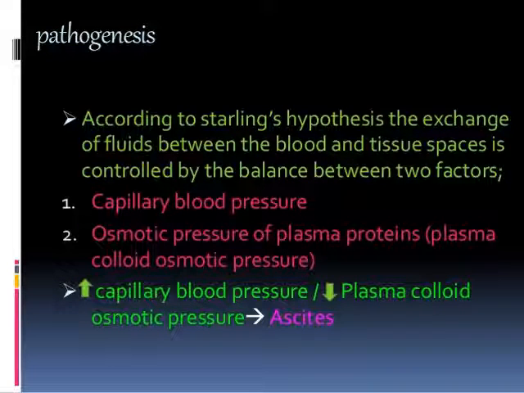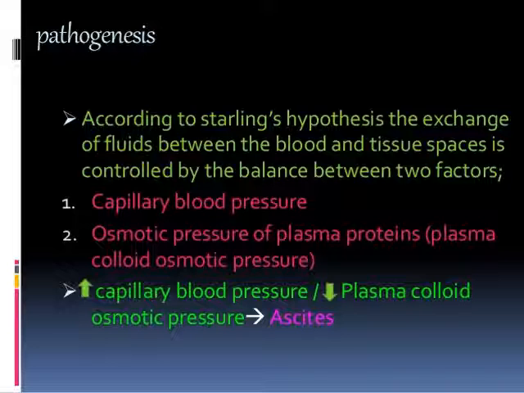According to Starling's hypothesis, the exchange of fluids between the blood and tissue space is controlled by the balance between two factors: capillary blood pressure and the osmotic pressure of plasma protein, the plasma colloid osmotic pressure. In portal hypertension, there is increased capillary blood pressure and decreased plasma colloid oncotic pressure, which depends on albumin, so they lead to ascites. So ascites is fluid accumulation in the peritoneal cavity.